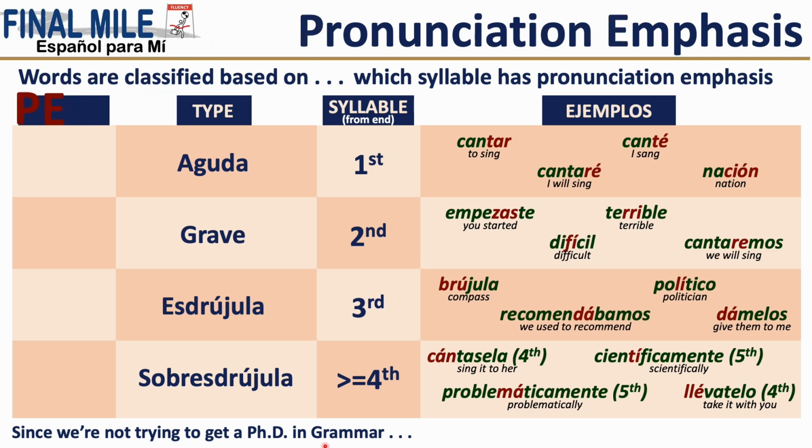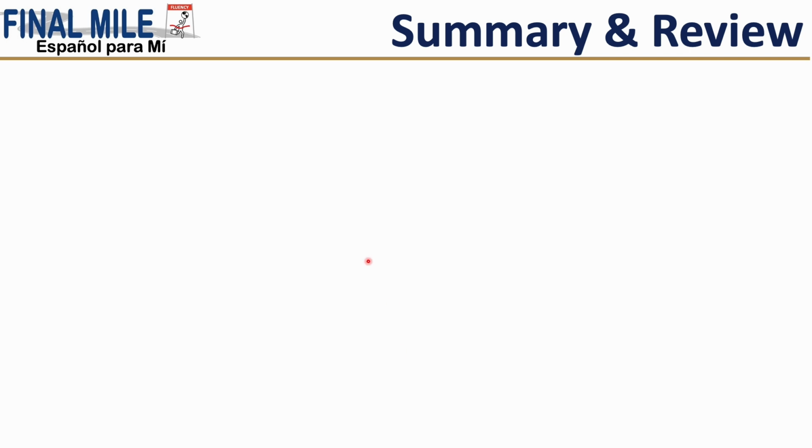Okay, so we are going to assign them a PE code for pronunciation emphasis, and that's so that we don't have to learn these names, okay? So we are going to call it a PE1 if pronunciation emphasis is on syllable number 1, PE2 if it's on syllable number 2, and so on, PE3 and PE4 plus. Okay? All right, let's go do it.